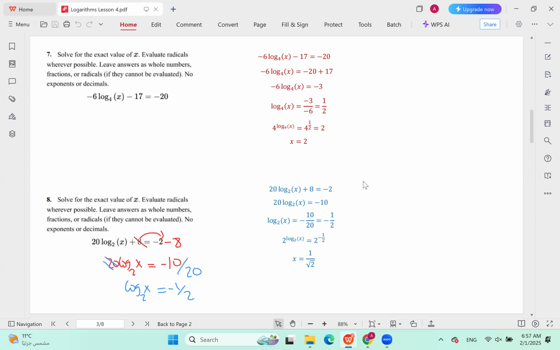Now we can raise both sides to the power of 2, or to the base of 2, I mean. And 2 cancels log base 2, so x equals 2 power negative half. Now, they don't want exponents, so we have to find a way to write this properly without exponents. So we have a negative power, so we have 1 over 2 power half, which is 1 over radical 2. And this would be the final answer in this problem.